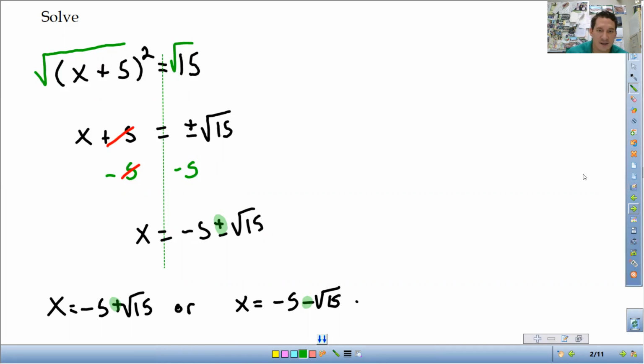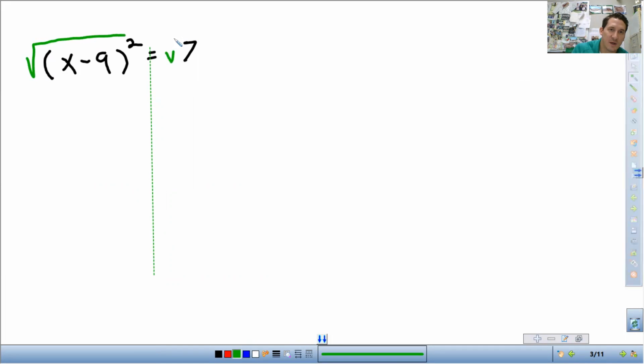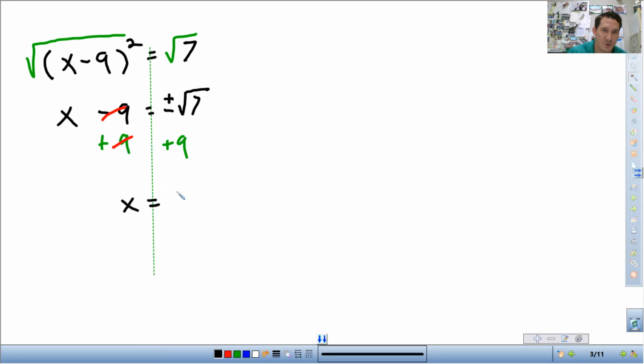All right, let's do another example here. So one more. Opposite of squaring something is the square root. 7 is not a perfect square, so we just leave it as the square root of 7. Just remember, when you square root something, it can be plus or minus. Here, the square and the square root cancel each other out, so we just have x minus 9. Last step, I need to add 9 to both sides. Minus 9 plus 9 cancels each other out, and I get x is equal to 9 plus or minus the square root of 7.